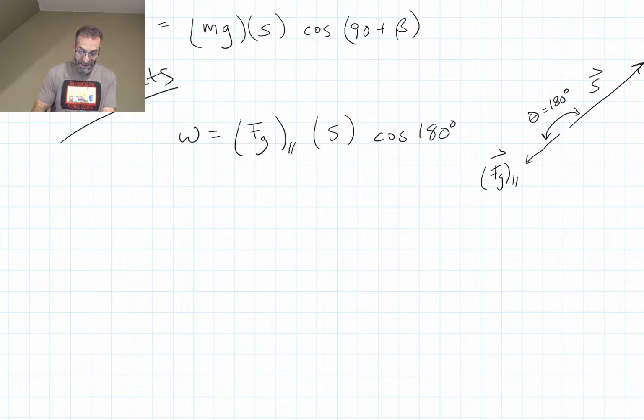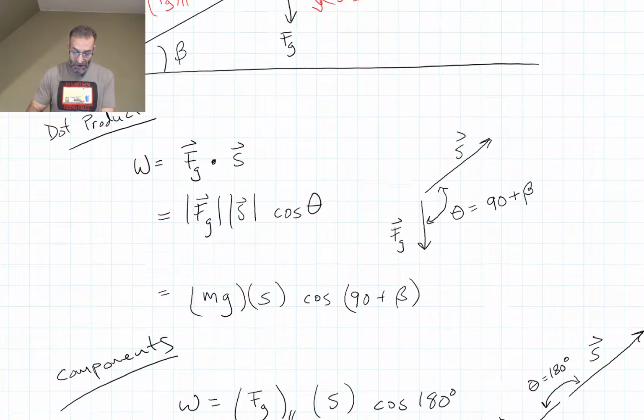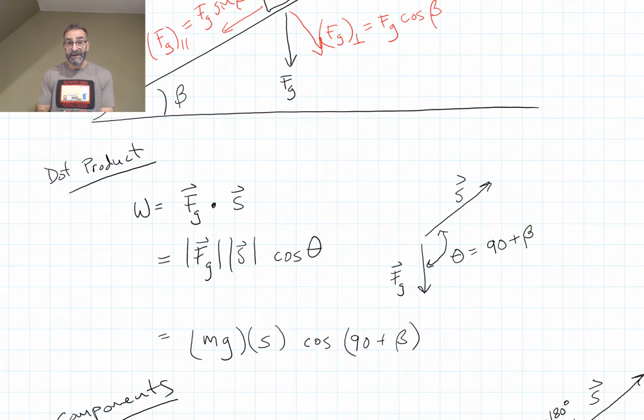We always use theta for an angle. It's just a generic symbol for an angle. Any angle we typically denote with theta. So in our formula, you have to understand this is the angle when you put the tails together, the force and the displacement. It's the angle you get. And it's not always the angle given in the problem. It's not always the angle of the incline. It's the angle you get when you put those two tails together.